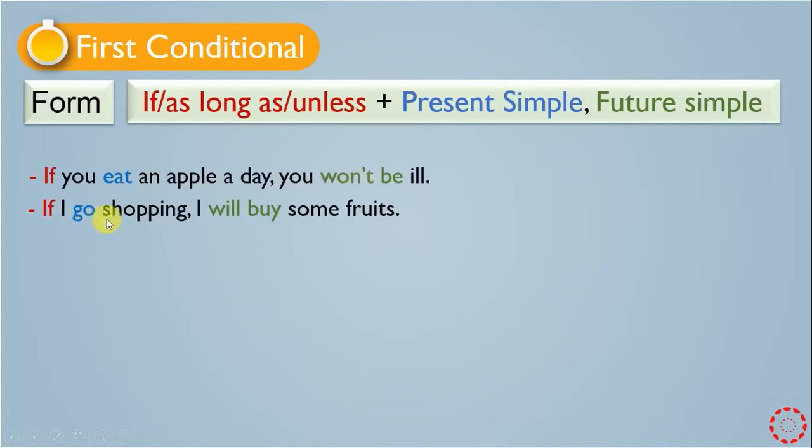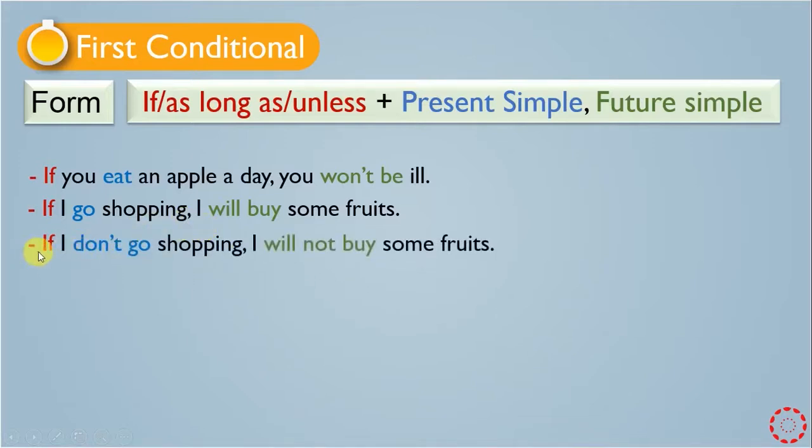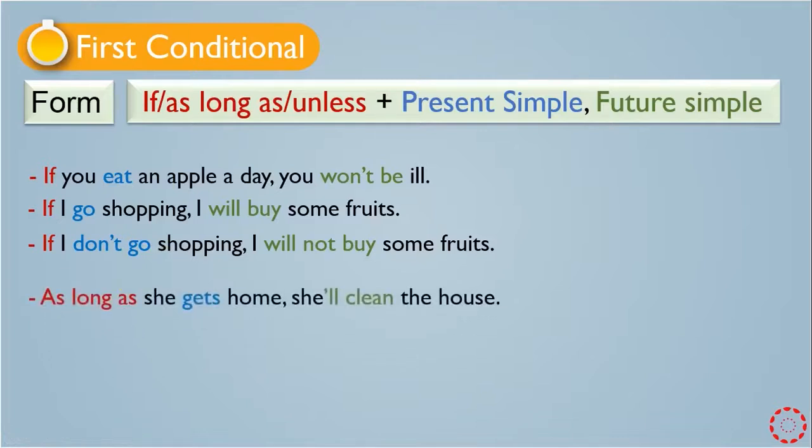And in the second example, both of them, I mean the present simple and the future simple, are positive sentences. And in the third one, if I don't go shopping, I will not buy some fruit. In this sentence, both of them are in the negative form, and also they have a negative meaning. It's clear, I think. Let's talk about the second case, I mean the second situation.